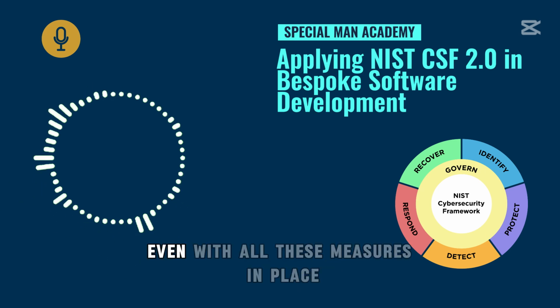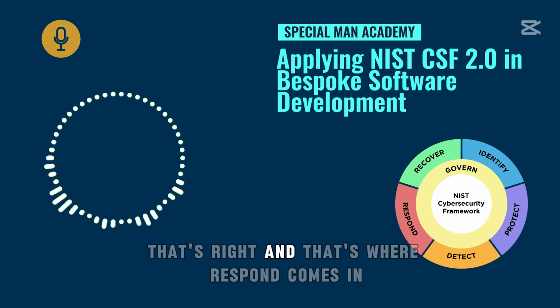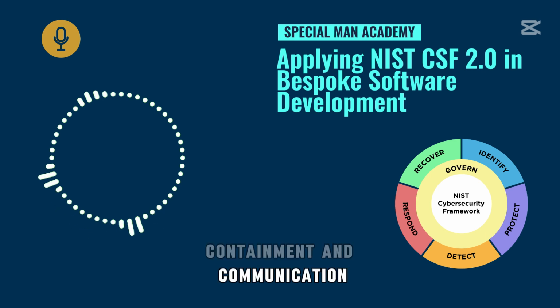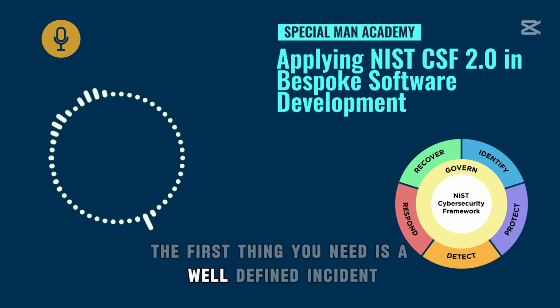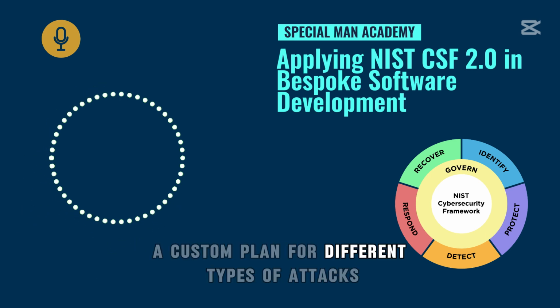Exactly. Now, even with all these measures in place, sometimes bad things still happen. That's right. And that's where Respond comes in. This is about incident management, containment, and communication when something does go wrong. Right. The first thing you need is a well-defined incident response playbook. Essentially, a custom plan for different types of attacks.